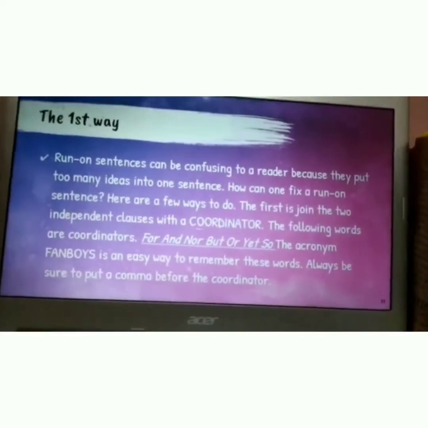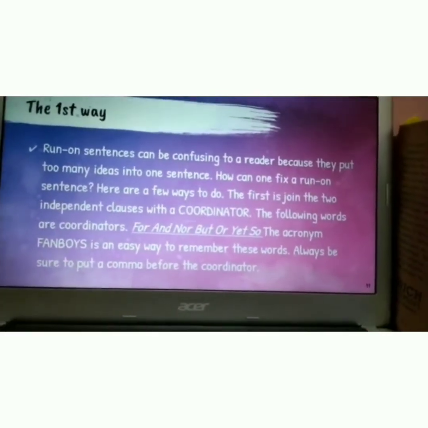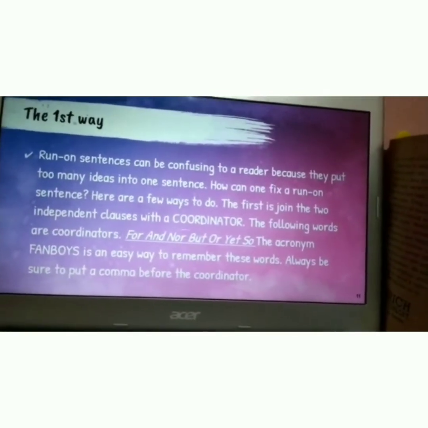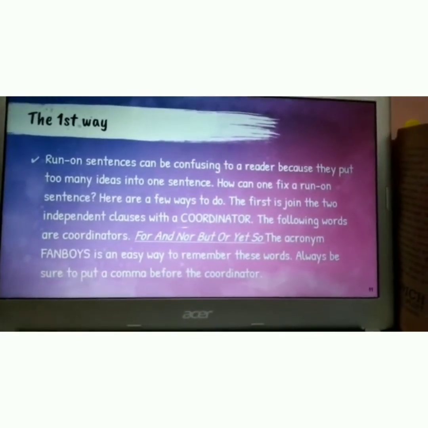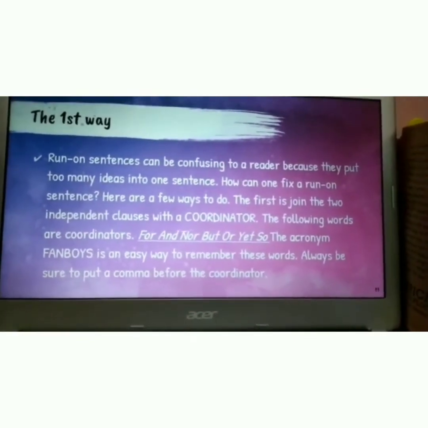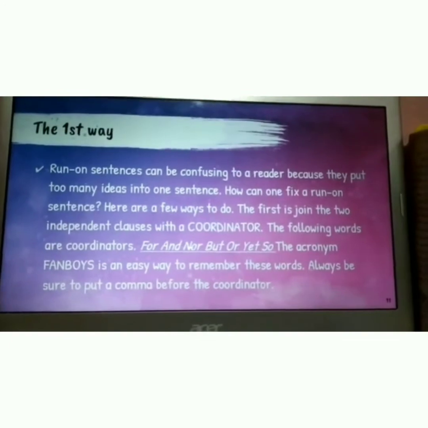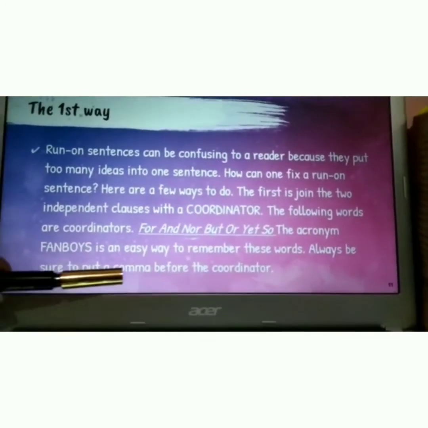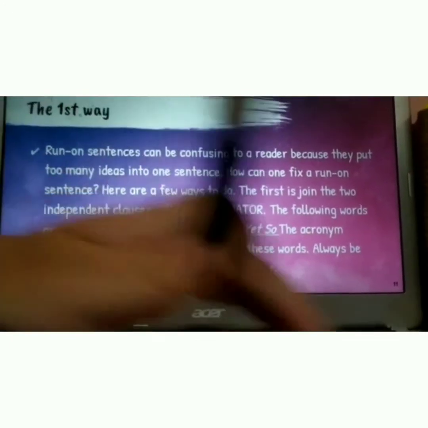How can we fix a run-on sentence? Here are a few ways to do it. The first is to join the two independent clauses with a coordinator. The following words are coordinators. Always be sure to put a comma before the coordinator.